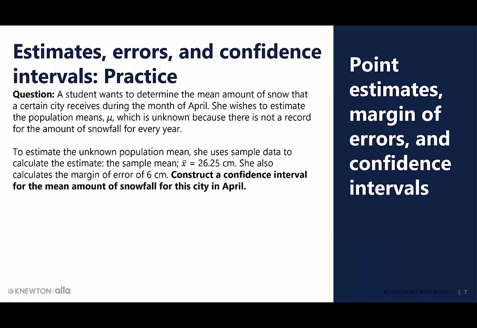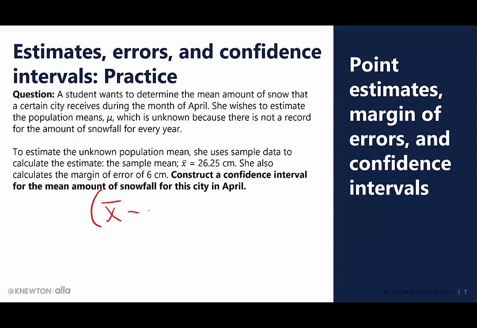So they want us to construct a confidence interval for the mean amount of snowfall for this city in April. Okay. And so, as we saw before, the formula for the confidence interval is you take your point estimate. In this case, since the confidence interval is for the population mean, the point estimate will be x bar.